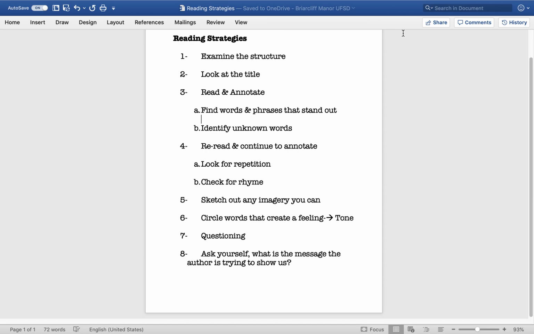We then circle words that create a feeling, and those words help us to find a tone for the poem or the text we're reading. We should always look at questioning. We should learn to question ourselves. But before we get to that stage, you are lucky enough to have us teachers, and we ask you questions in hopes that it helps you find meaning. And finally, you should ask yourself, what is the message that the author is trying to show us?